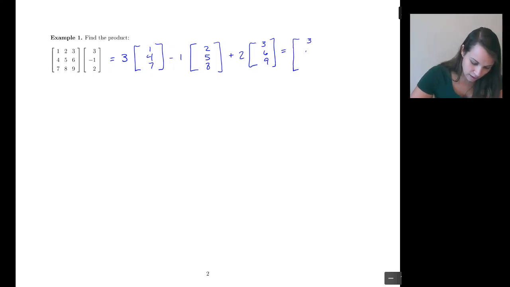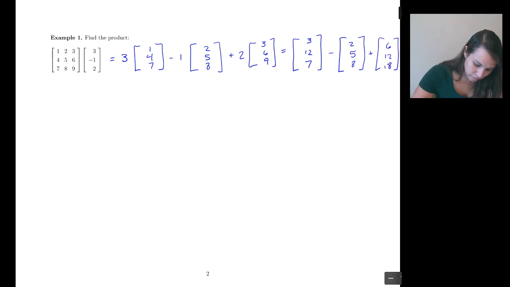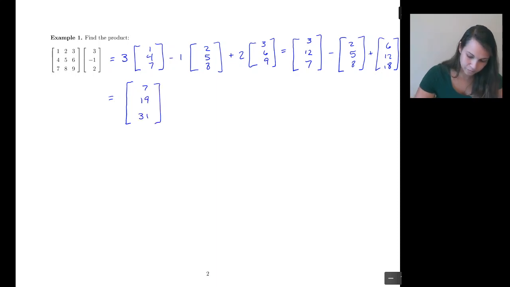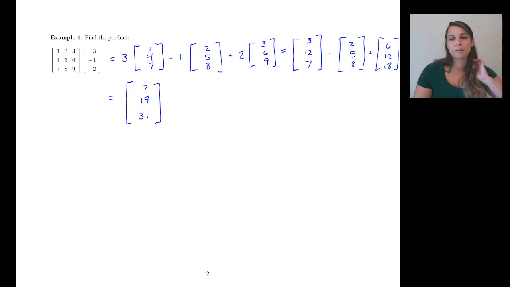So we can distribute that. And we can distribute it here too. I'll leave it as a minus. 2, 5, 8 plus 6, 12, 18. And then in the very end, now we can use vector addition, and we're going to get 7, 19, 31. Okay, beautiful.